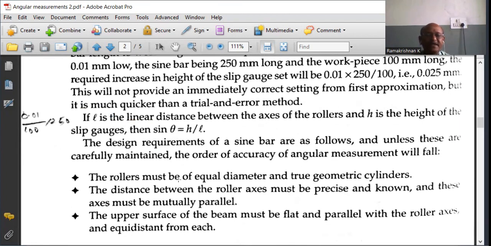Okay. For accurate measurement, the requirements are: the rollers at the bottom should be of equal diameter and true geometrical cylinders, the distance between the two roller axes must be precise and known, and the axes of the two rollers must be exactly parallel to each other. The upper surface of the bar must be flat, parallel with the roller axes and equidistant from each. These are the necessary requirements to be fulfilled by the sine bar. Then only can we determine the angle without much error. So this is the simple working principle of the sine bar.